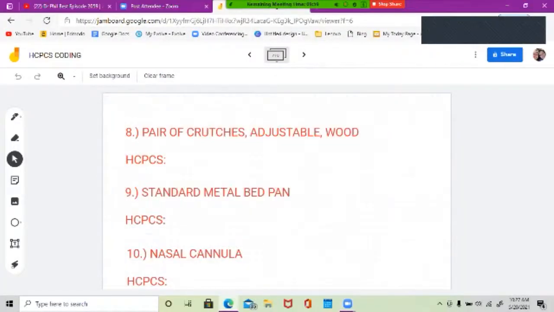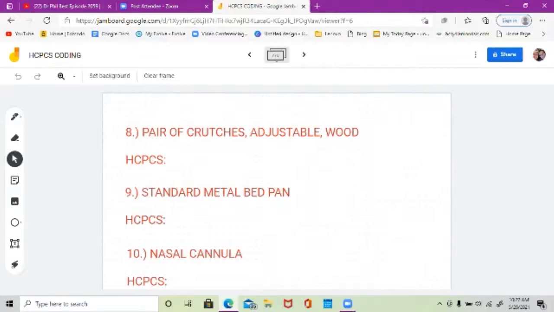Number 8 is pair of crutches, adjustable wood. Okay, guys, we've got about 15 minutes, so we're gonna kick it into high gear. Our time goes by so fast on us. I'm going to give you a little hint here. You are going to be looking for crutches, but you're looking for underarm crutches.